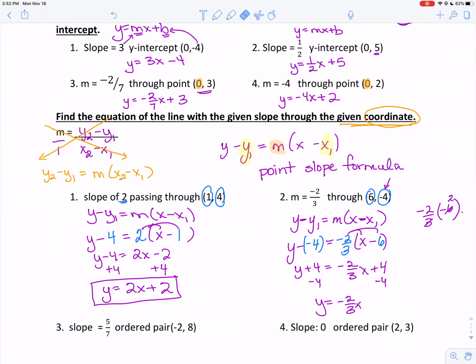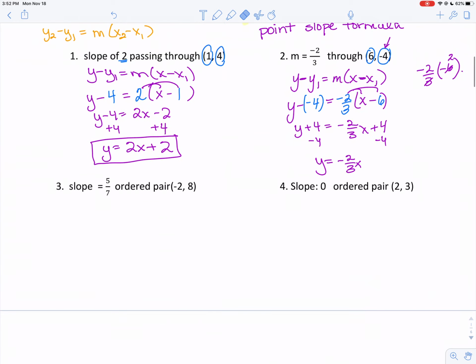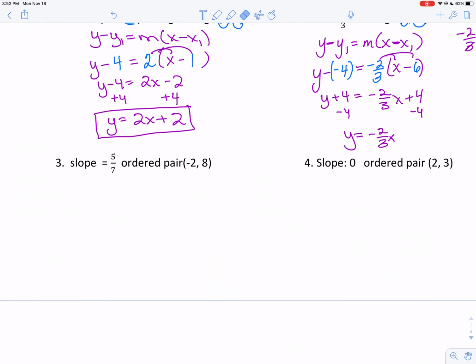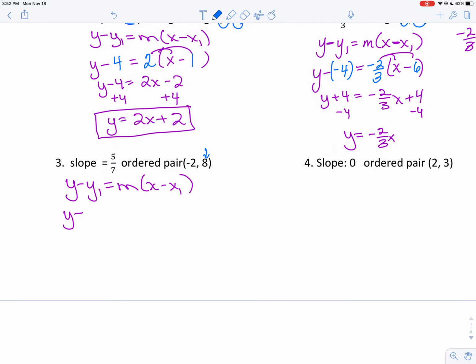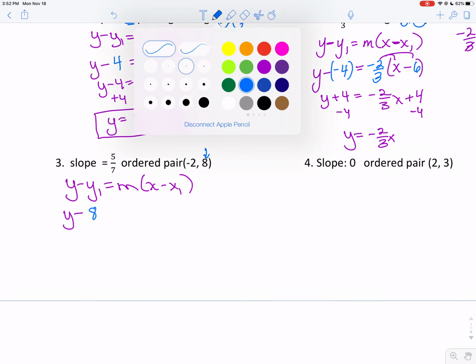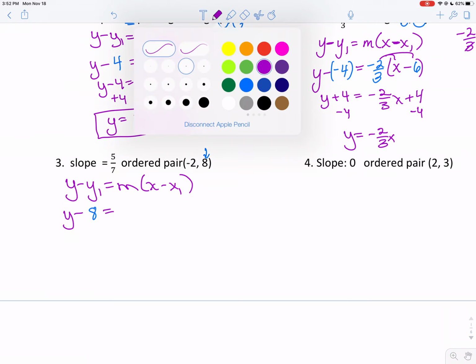Okay? Let me do 2 more. Y minus y1 equals slope times x minus x1. I'm going to plug it in. Y minus, what's my y value? The 8. Now remember, always put your y value in first, okay? And then my slope is 5/7.